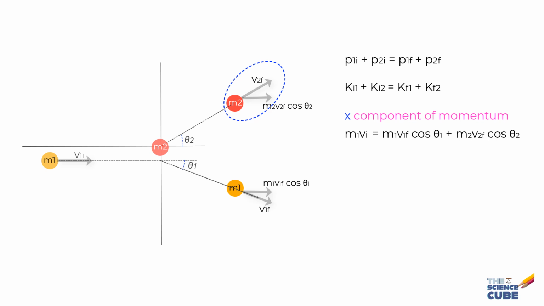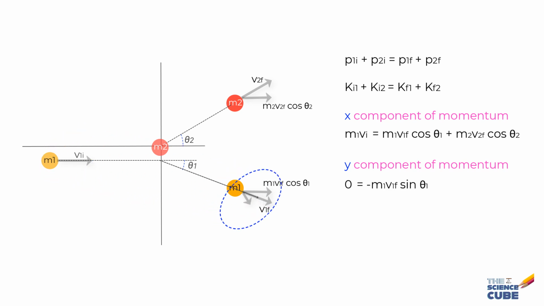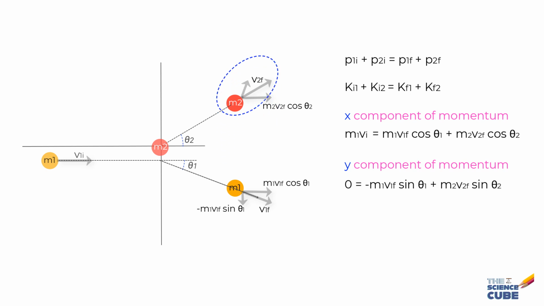Likewise, along the y-axis we can write initial momentum is 0 since we can see m1's velocity is along the x-axis only, and this should equal minus m₁v₁ final sine theta 1 for m1, and we've taken the minus sign with the assumption that all vectors pointing down are negative and up are positive. So for mass m2 we get m₂v₂ final sine theta 2 that has been taken as positive.